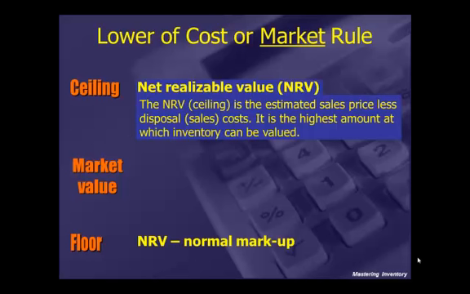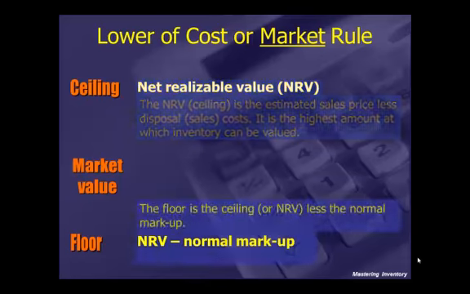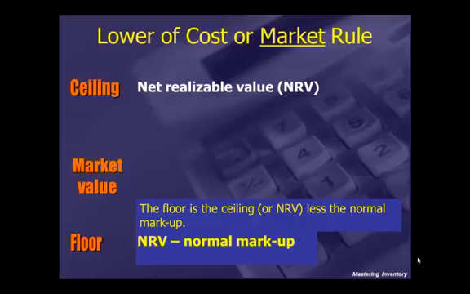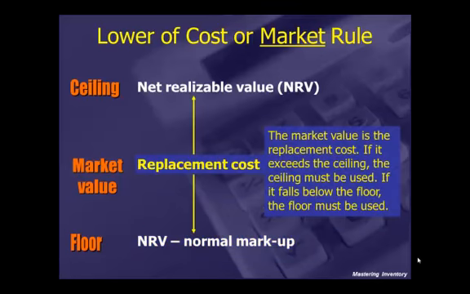So, looking at this again, the NRV, the ceiling, is the estimated sales price less disposal or sales cost. It is the highest amount at which the inventory can be valued. The floor is the ceiling, or the net realizable value, less the normal markup. And market value is replacement cost. If it exceeds the ceiling, the ceiling must be used. If it falls below the floor, the floor must be used.